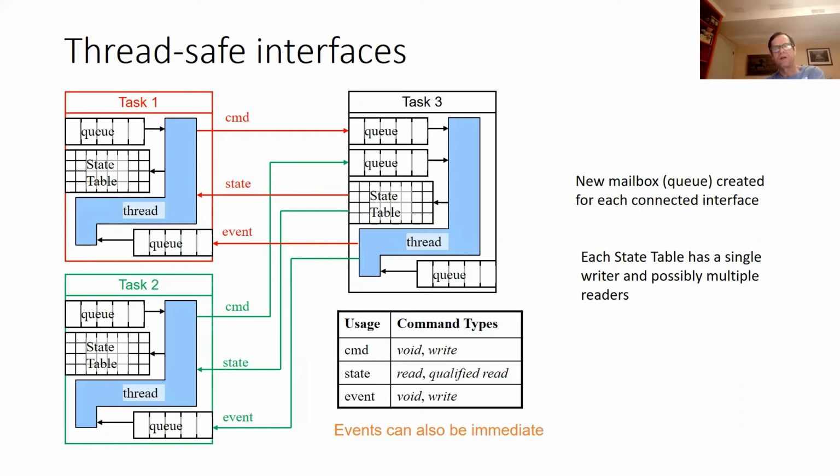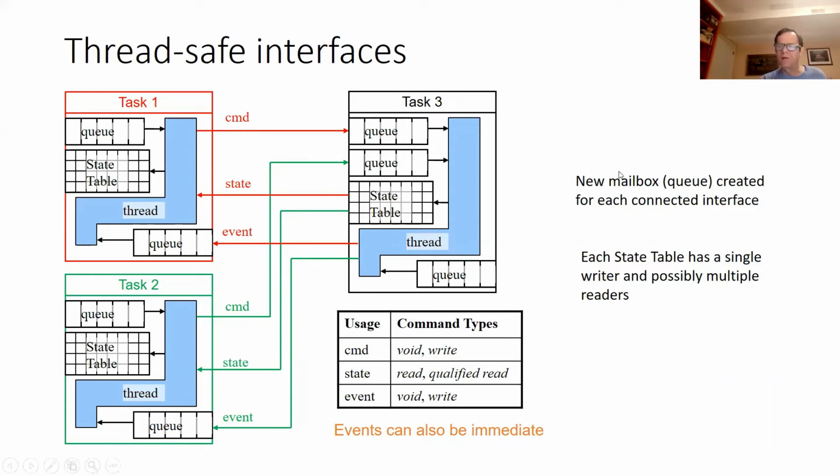So we came up with a thread-safe implementation that's mutex free. It works basically by using queues in one direction, when commands or messages are being sent from one task to another, and in the other direction, by making data available through this state table. I'll describe these now a little bit more in detail.